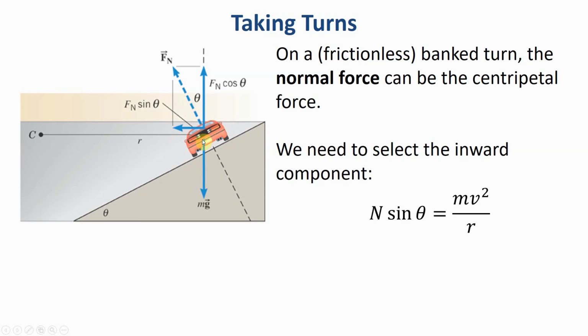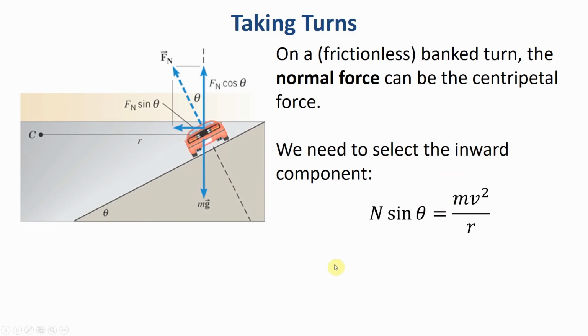So on our diagram, here's my car. Weight's going down. My normal force is normal, that is perpendicular to my surface. So this component of normal force, sine theta, I know it's sine because this is the x component of my normal force. It's opposite from my angle, so I'm going to use sine. Normal force sine theta always points inwards. So that thing can be my centripetal force. So okay, normal force sine theta equals mv squared over r.